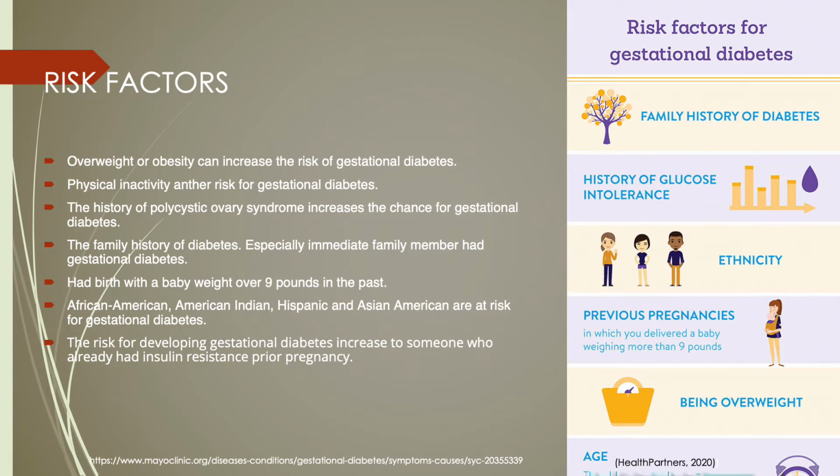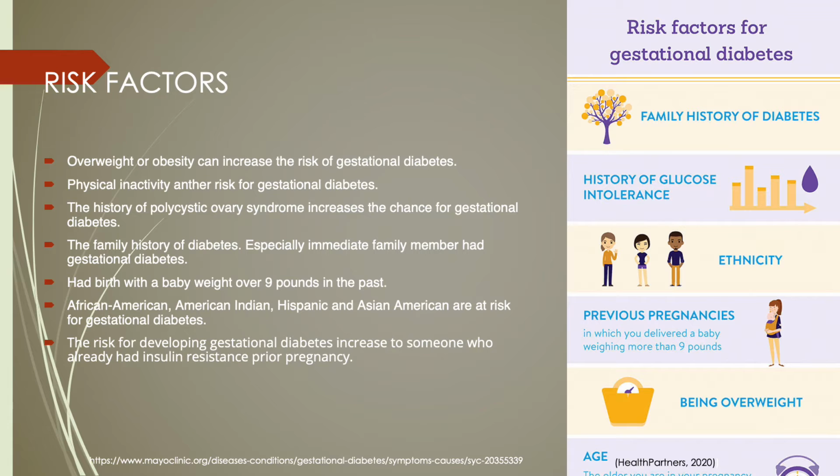And what are the risk factors? Overweight or obesity can increase the risk for gestational diabetes. Physical inactivity is another risk. If you have a history of polycystic ovary syndrome, that also increases the chance. Family history of diabetes, especially from your immediate family, and if you had a baby weighing over 9 pounds in the past.